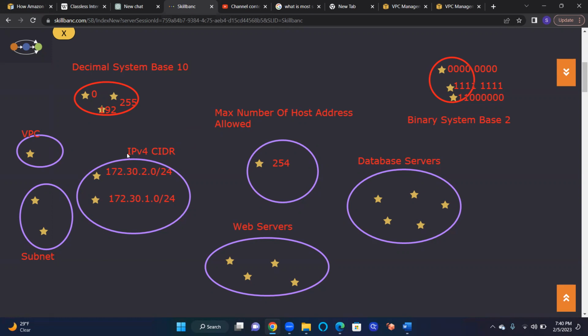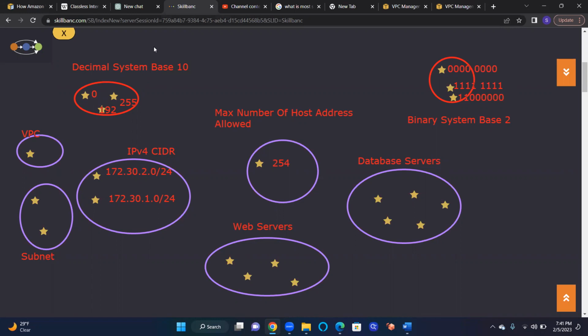So IPv4, version 4, CIDR is the abbreviation for IP address ranges. And it uses 32 bits as described here, a sample subnet IPv4 CIDR value. So before going there, let's take a look at decimal systems.